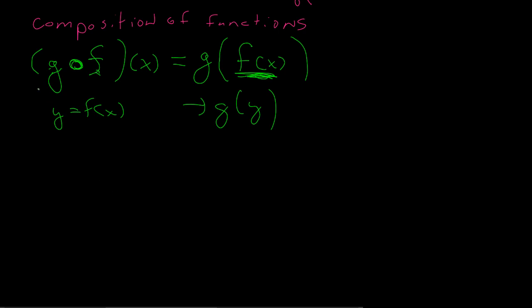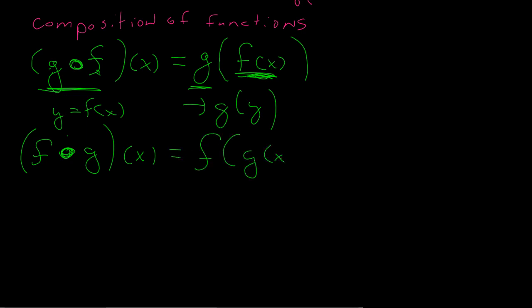It reads in the same order we write it, because I could go the other way. F composed of G is the output of the G function falls into my F function. And so compositions become a good way to make new functions.